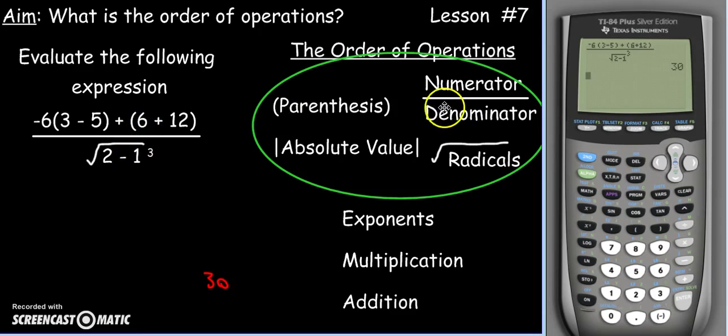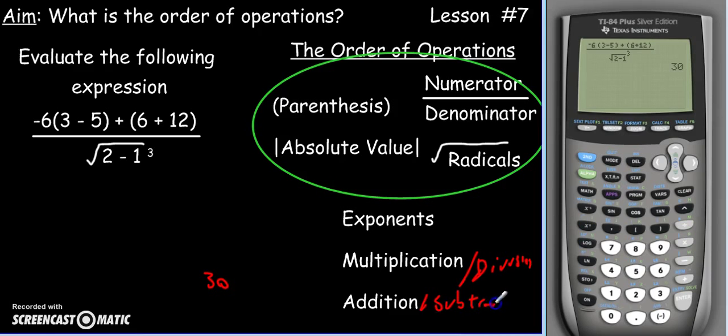Following the order of operations, you'll also notice I did not list division, because that's just, as we saw in the previous video, multiplication by the reciprocal, so they are of the same level of importance. And subtraction is really addition by a negative number, so they're the same. So this is multiplication or division, and this is addition or subtraction.